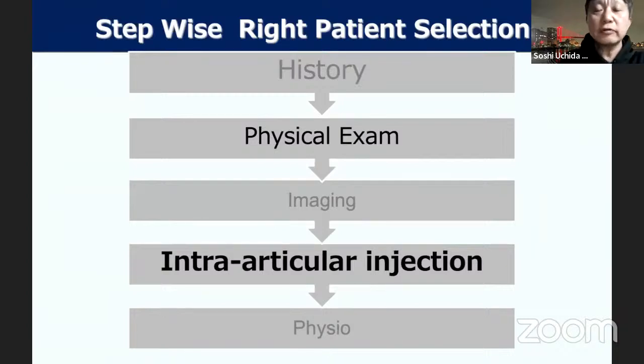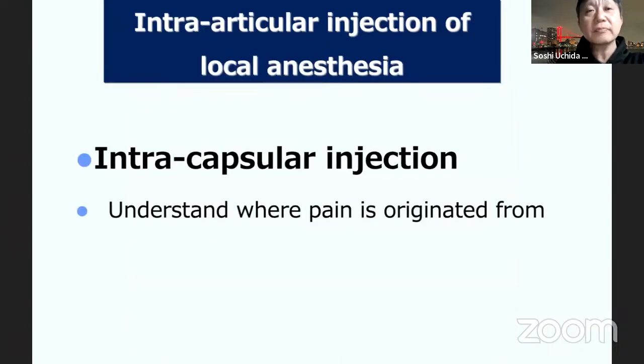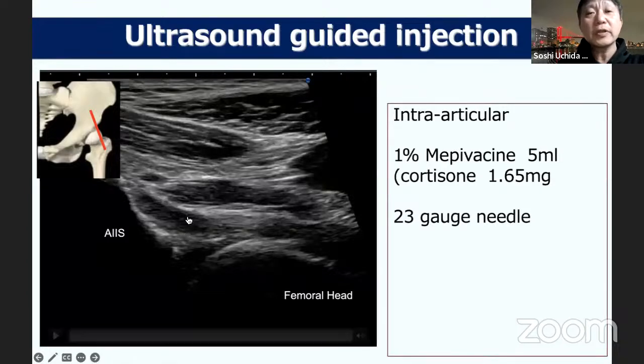The imaging is really important, but Dr. Nakashima is going to talk about imaging today, so I'm going to skip the imaging and move on to intra-articular injection. Intra-articular injection of local anesthesia can identify and help us understand where the pain originated from.